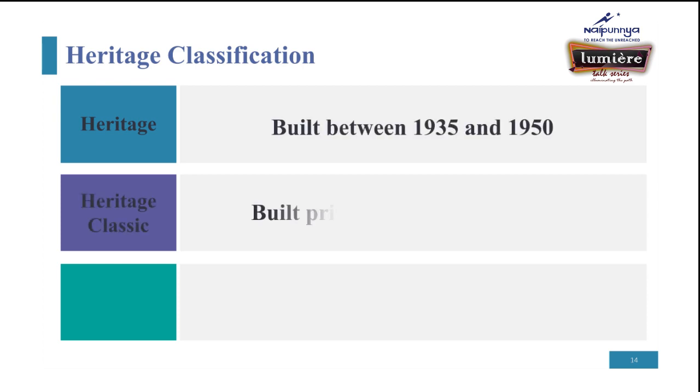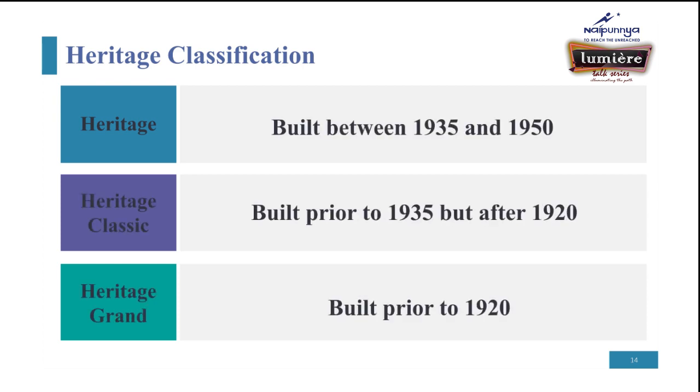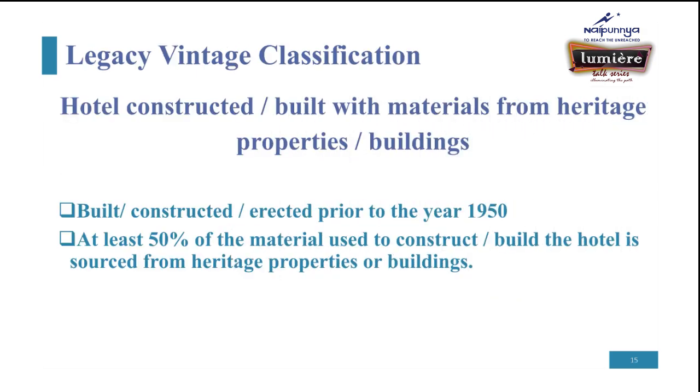First one, heritage. If the hotel is built in a fort, palace or haveli that was built prior to 1950 and up to 1935, it is considered as heritage. And if it is built between 1935 and 1920, it is considered as heritage classic. And if the building was built prior to 1920, it is considered as heritage grand.